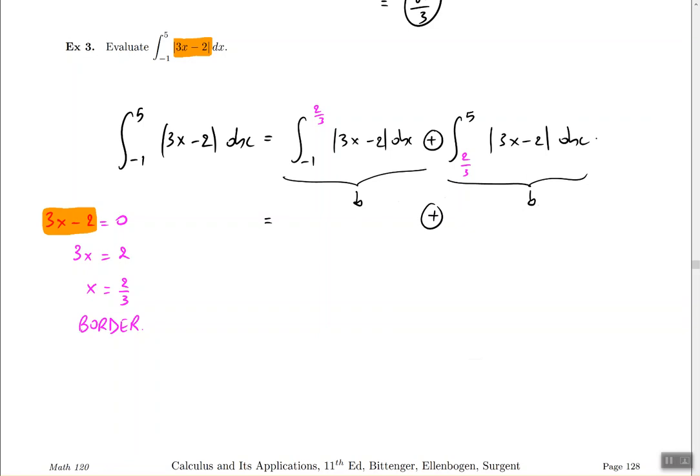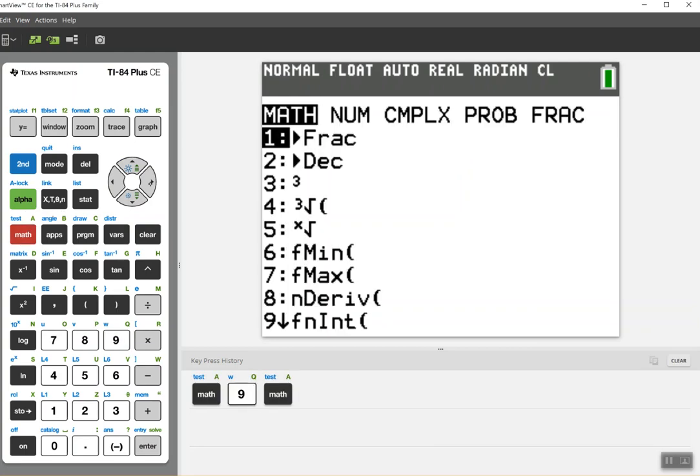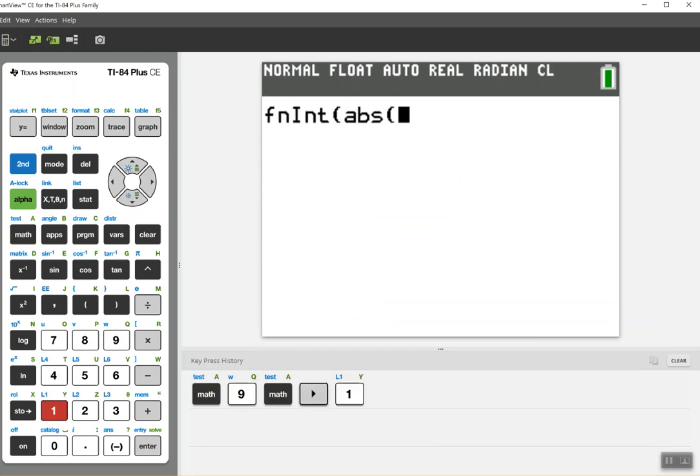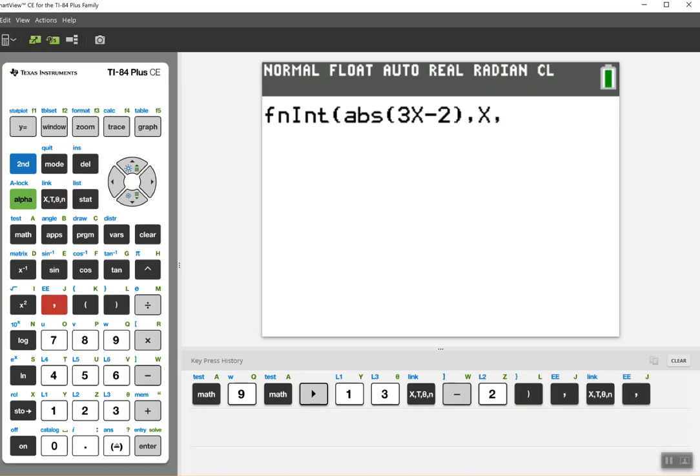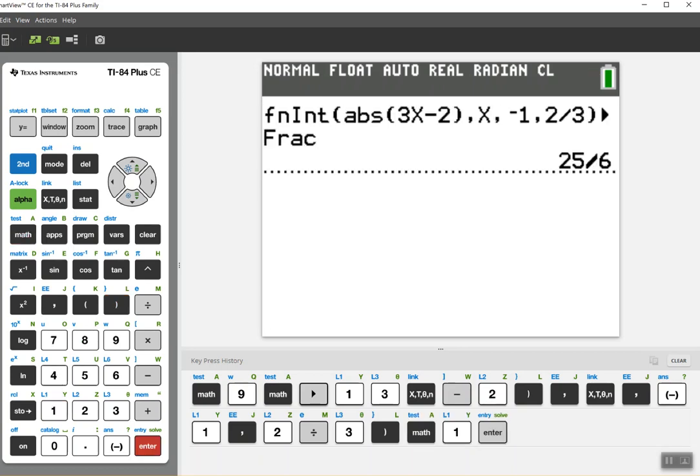Again, I'm going to go to the calculator and we're going to type each one of those integrals separately, one at a time. So back to the calculator screen, here we go. So math 9 for the integral, then absolute values. So math, move over once to get the absolute values, and then the command 3x minus 2. Close the absolute values, put the x, and the first integral started from -1 and went all the way to the border, 2/3. And I'm going to click math 1 at the end to make everything into a nice looking fraction. And there it is, like magic.